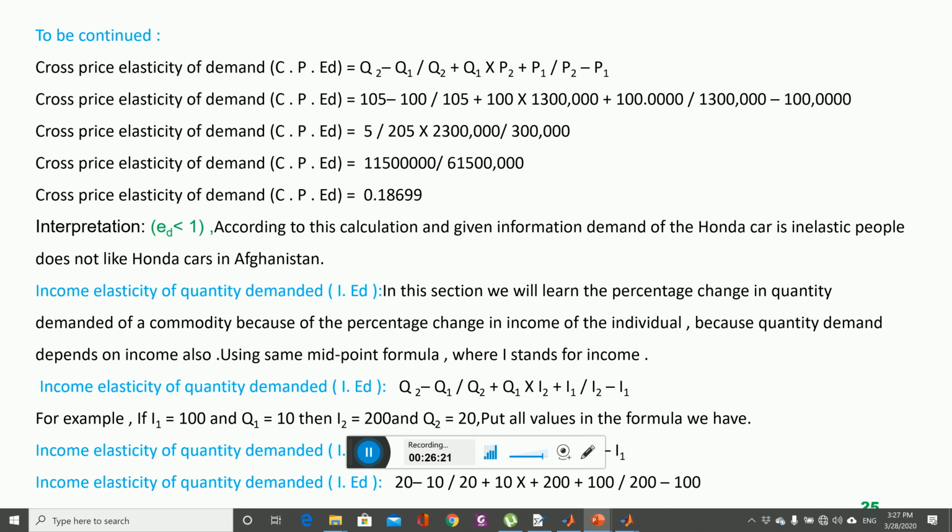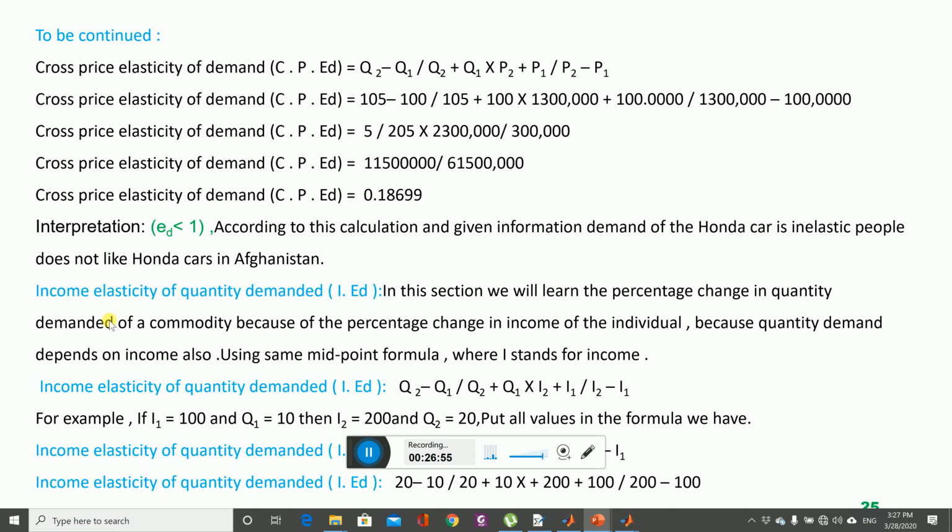Corolla company can increase the price. They will not lose the customer. Demand for Honda Civic will not increase. Demand of the Honda Civic is inelastic. So this is best for the company. The company can increase the revenue by charging high price because the people do not like Honda. There is no problem for the company. So this is the interpretation. Elasticity of demand is less than 1. According to this calculation and given information, demand of the Honda car is inelastic. People do not like Honda cars in Afghanistan.